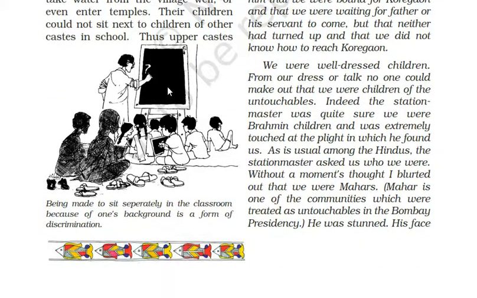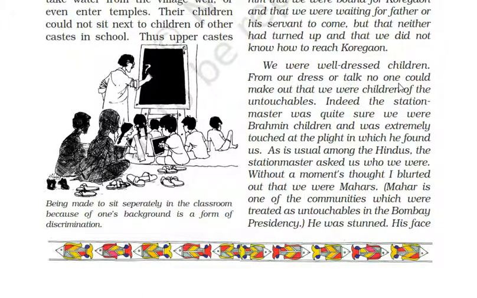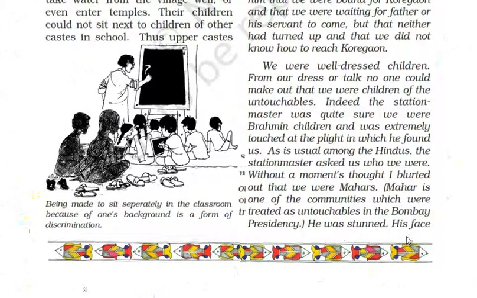So we were well dressed children. From our dress or talk, no one could make out that we were children of untouchables. Indeed, the station master was quite sure we were Brahmin children and was extremely touched at the plight in which he found us. As is usual among the Hindus, the station master asked us who we were. Without a moment's thought, I blurted out that we were Mahars, and Mahar is one of the communities which were treated as untouchables in the Bombay presidency, and he was stunned.